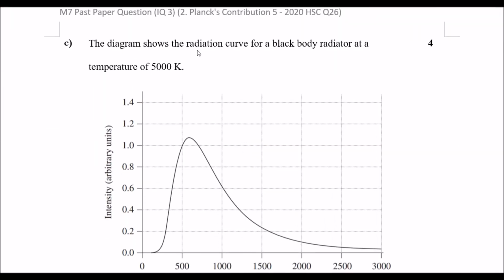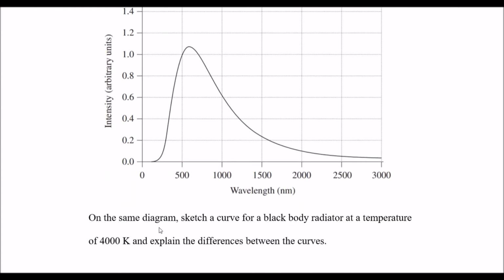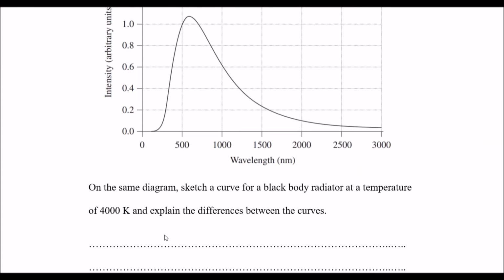Okay, question C. The diagram shows the radiation curve for a black body radiator. Black body radiator means something that will give off all ranges of electromagnetic radiation after absorbing all forms of different color variations, and at a temperature of 5000 Kelvin. It says on the same diagram, sketch a blackbody curve for a blackbody radiator at temperature 4000 Kelvin and explain the differences between the curve.